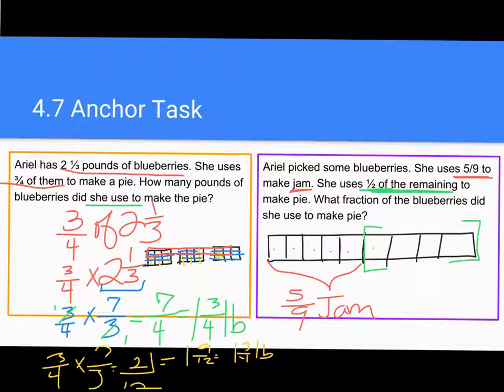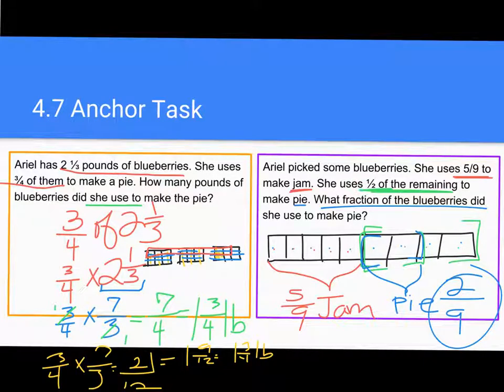Half of the remaining, well, I have 1, 2, 3, 4 boxes left. Half is just these two. So half of the remaining is right here, and that's to make pie. So I'm going to write pie. The question says, what fraction of the blueberries did she use to make pie? Well, I had 2 boxes, so the numerator is 2, and a lot of you might put 4 as the denominator, but guess what? That's not how many boxes there are in the whole bar. How many boxes were there? 1, 2, 3, 4, 5, 6, 7, 8, 9. She used 2/9 of the blueberries to make pie.